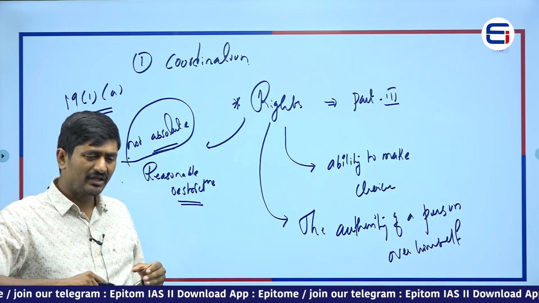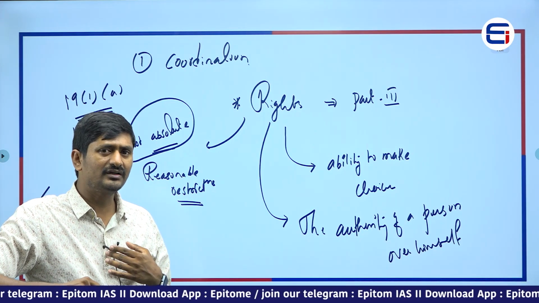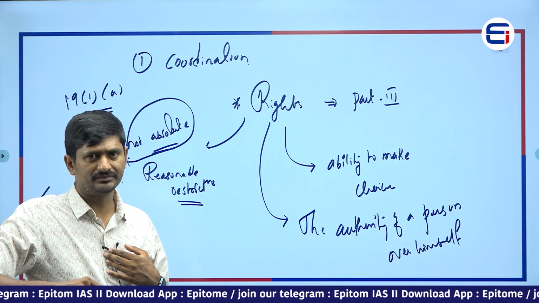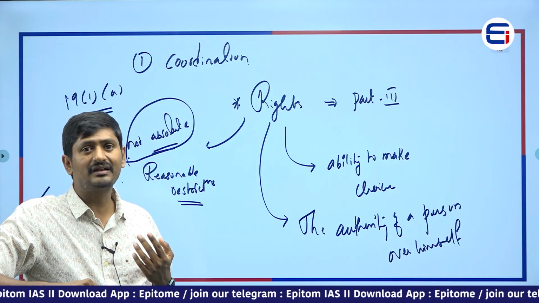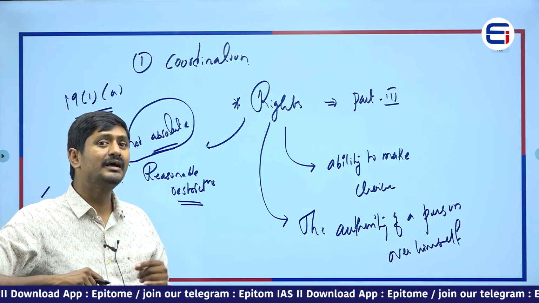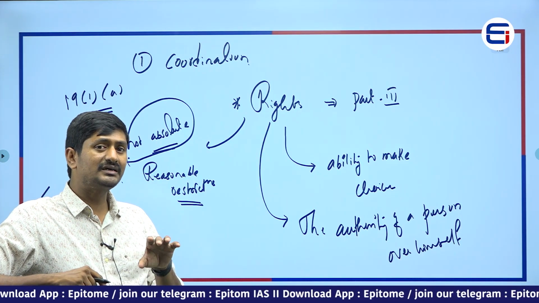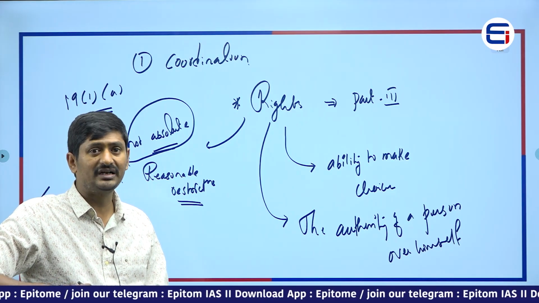Suppose I am not allowed to hurt the sentiments of others. Suppose I have the freedom of religion. I can practice my own religion, I can profess, I can practice as well as I can propagate my religion, but I cannot make wrong allegations against the fellow citizens' religion.